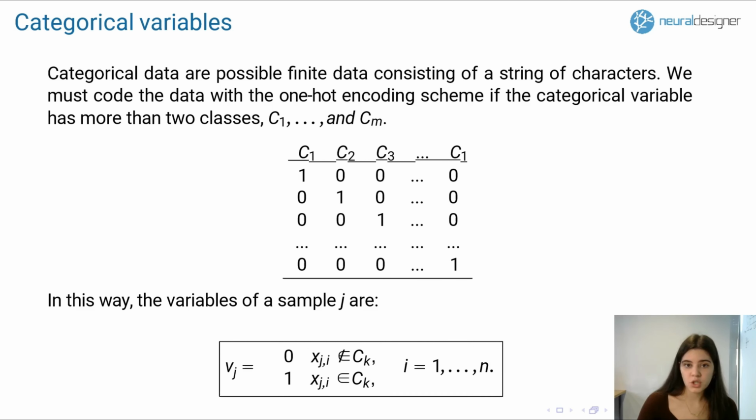For the case of categorical variables with 2 classes, C1 and C2, we can codify one class as 0 and the other as 1. We must code the data with the one-hot encoding scheme if the categorical variable has more than 2 classes, C1, C2, ..., Cm. In this encoding, each category of any categorical variable receives a new variable. It assigns its category with binary numbers, 0 or 1. The following table illustrates the one-hot encoding. After one-hot encoding, the number of resulting variables is the number of categories. In this way, the variable Vj of a sample is equal to 0 when xji doesn't belong to ck and is equal to 1 when xji belongs to ck.